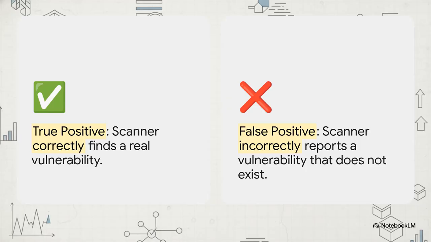This right here lays out the 4 possible outcomes of any scan. A true positive is great. It's a good catch. The scanner found a real problem. A true negative is also good. It correctly said, hey, everything's fine here.